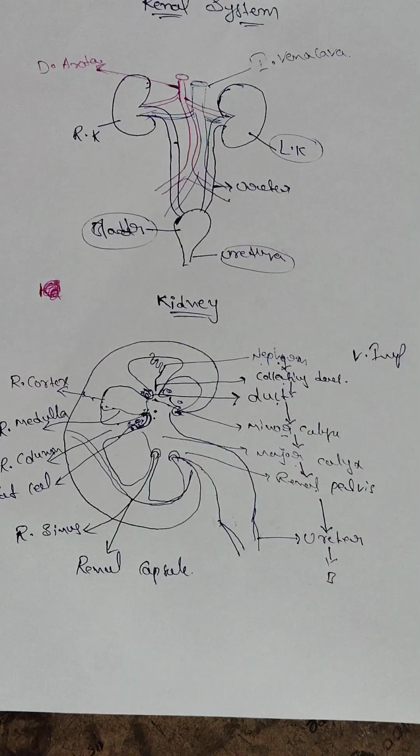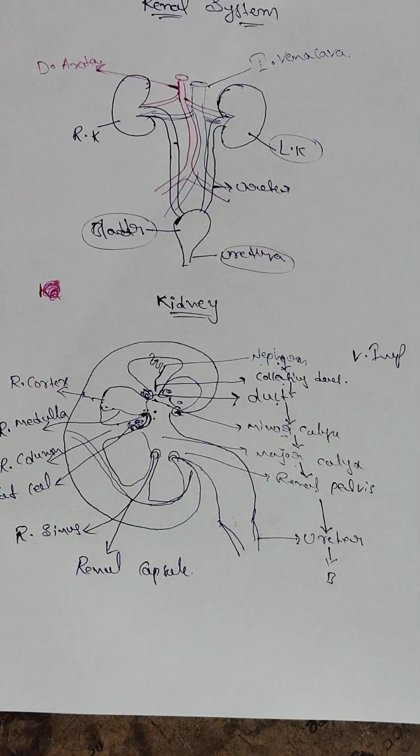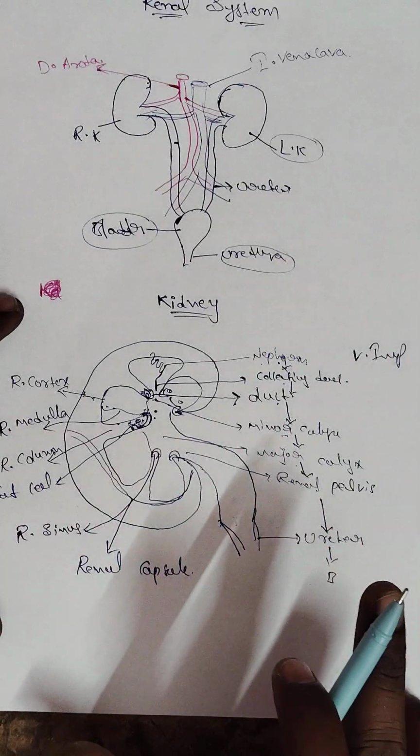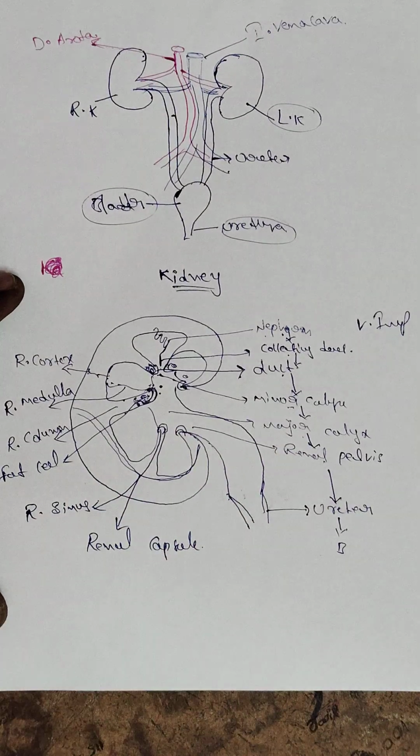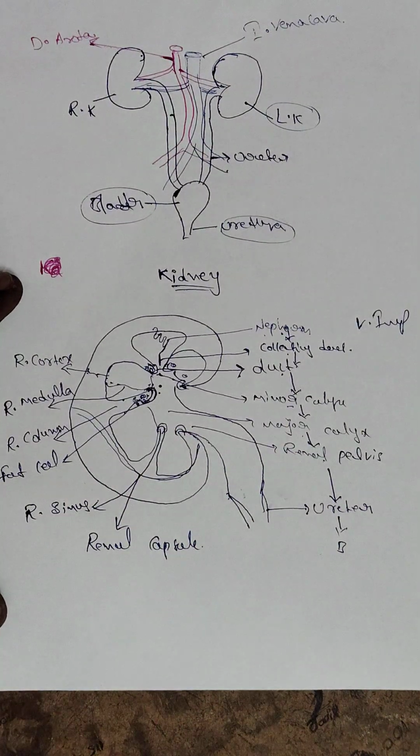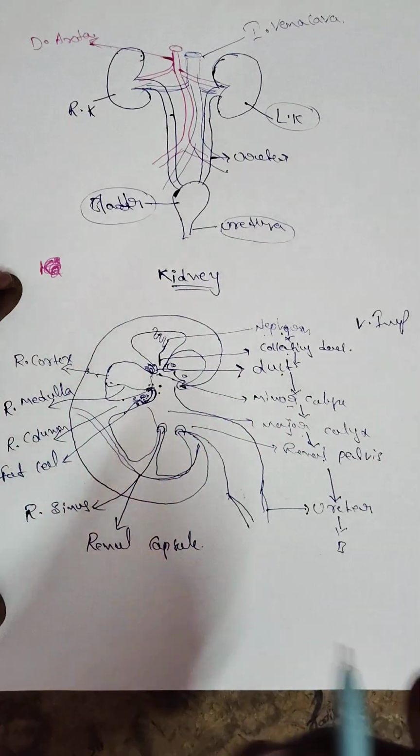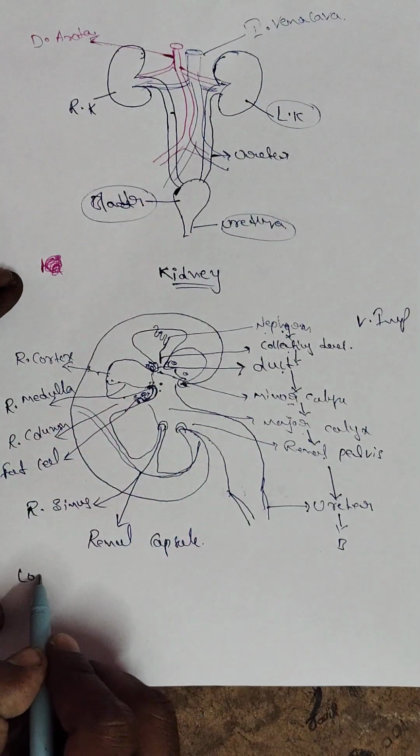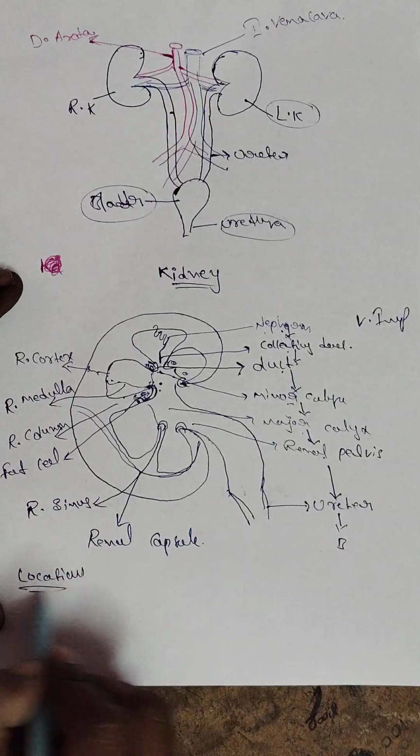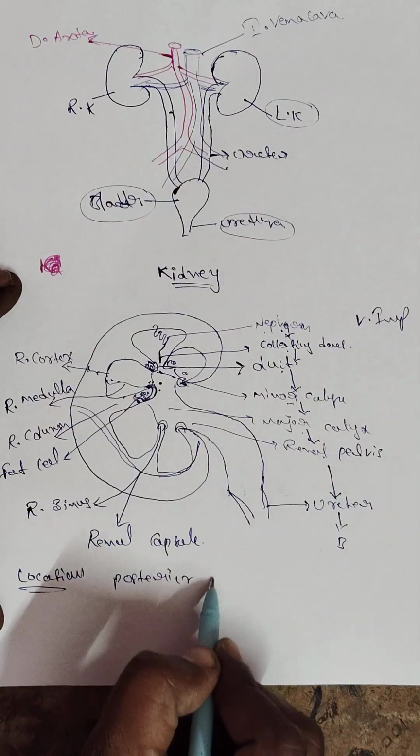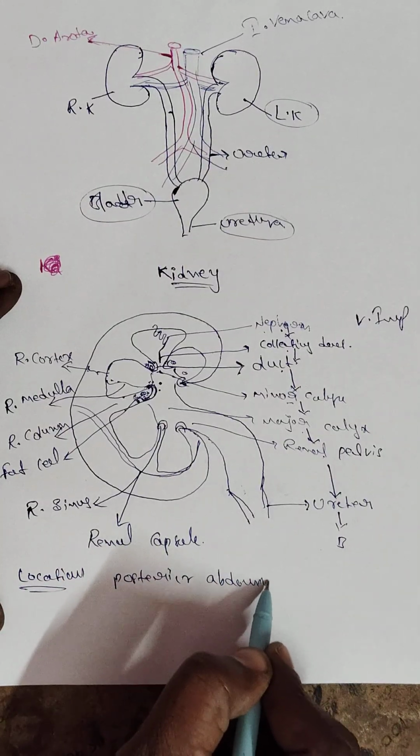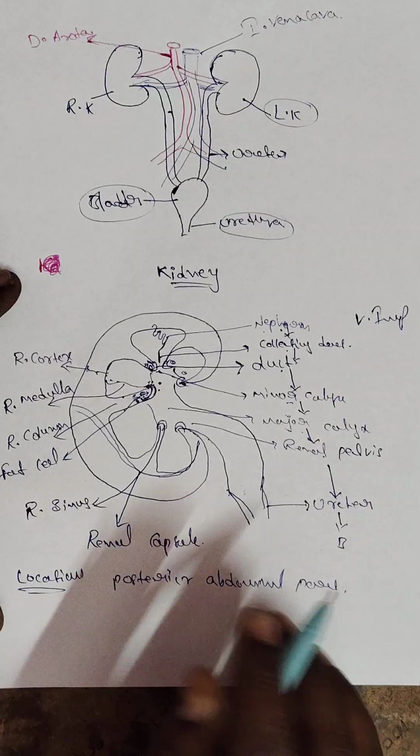Now I go with the position. So here, location and position. What are the locations of the kidney, not about the renal system, just the kidney location. The kidney is present in the posterior abdominal wall. So the first one, location: the posterior abdominal part.